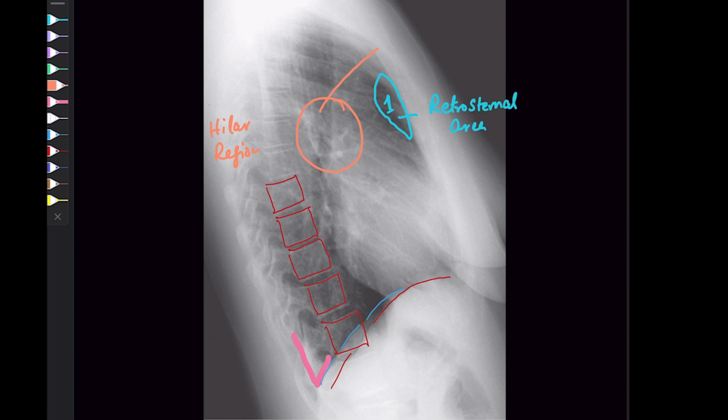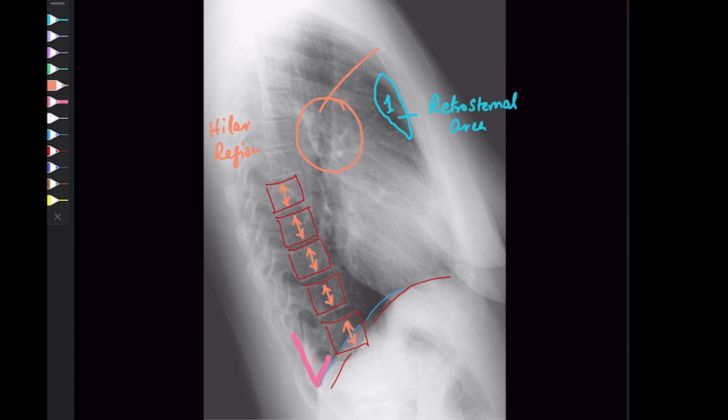Now, what is so pertinent about these vertebral bodies? Look at these vertebral bodies. Look at their dimension. What is different here? The vertebral bodies are approximately of equal height and their end plates are parallel to each other. That's important. And then what we can see, this point, the posterior costophrenic angle has to be sharp, has to be acute.